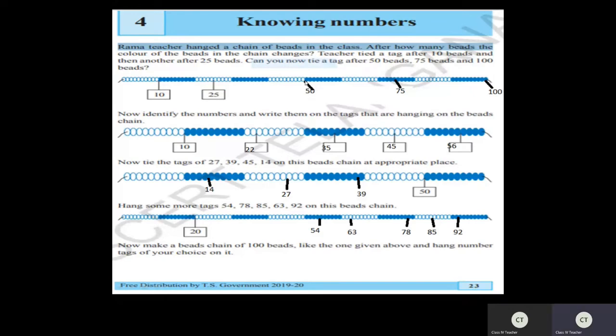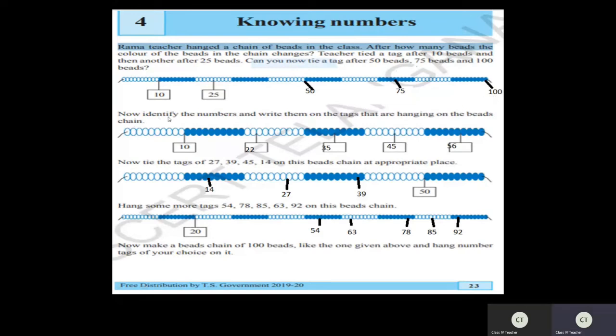Just check it. Then next is 60, 70, then 75. So after 70, let's count 1, 2, 3, 4, 5. The fifth bead is 75. This is the representation on the beads. We have tagged here 75. Then after 75, plus 5 is 80. Then this one is 90. Then the last one you have to tag is 100. See here I have tagged the 100.